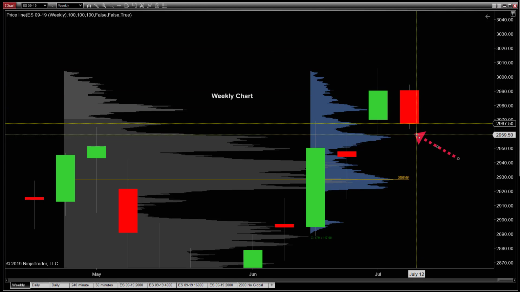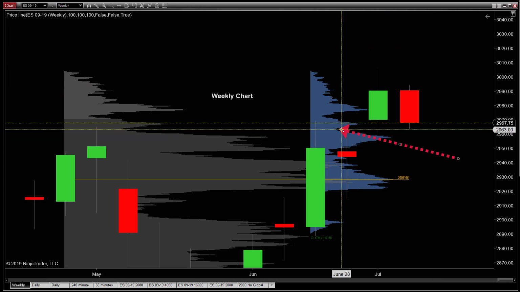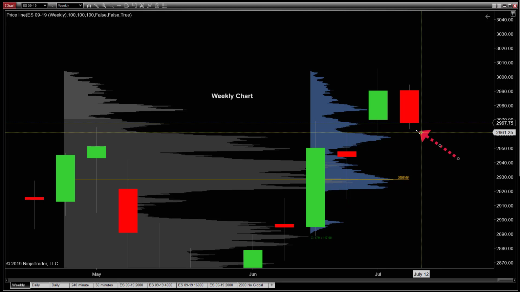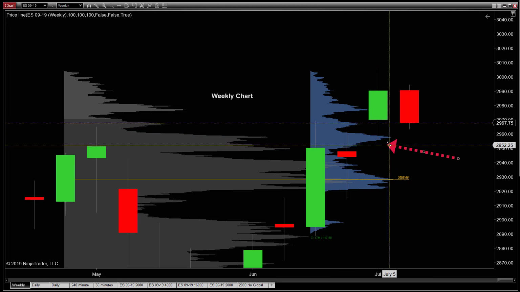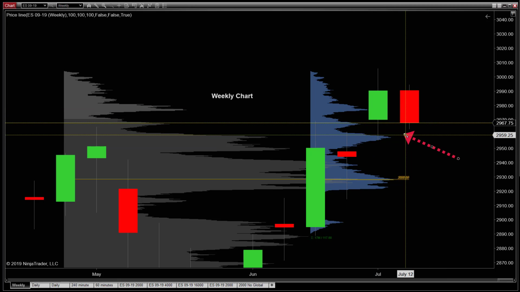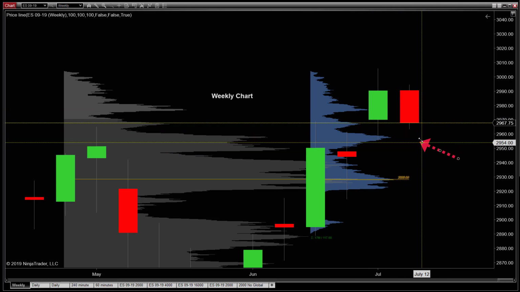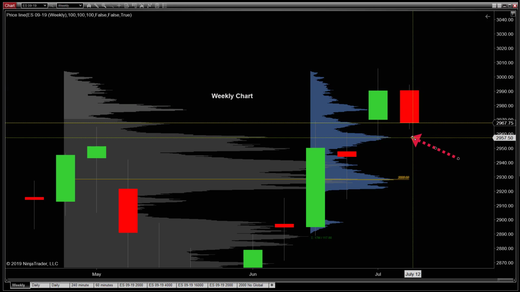Looking at the weekly real quick, we traded down this morning right into the low volume node on the weekly chart. You've got this big volume node that's going to help try and keep this thing afloat right at this point. But looking pretty bearish already for Tuesday here.